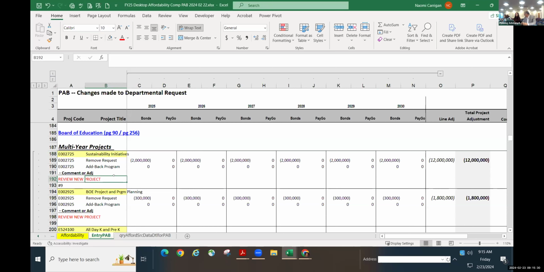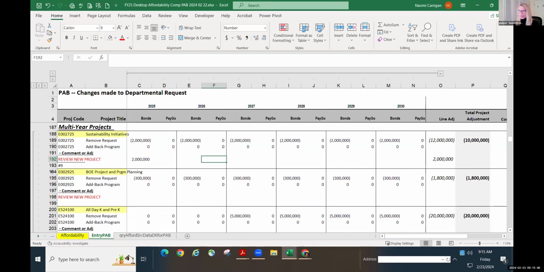Keep it for 1 year now. Why don't we keep it for 1 year? Okay, perfect. And you can see here, we're adding back $2 million. The total cut is no longer 12 million, it's just 10 million.